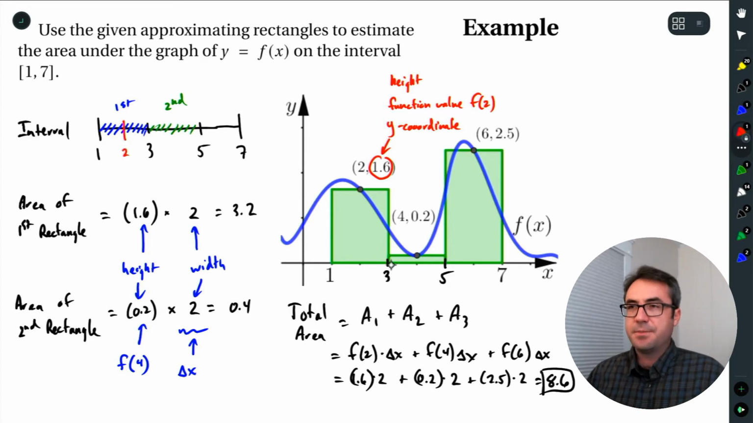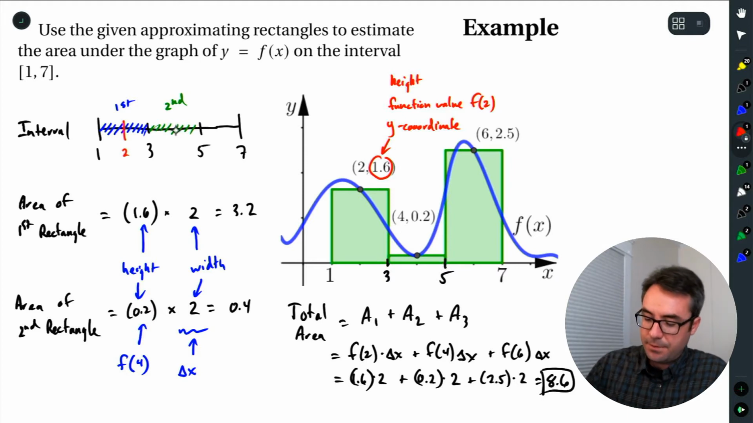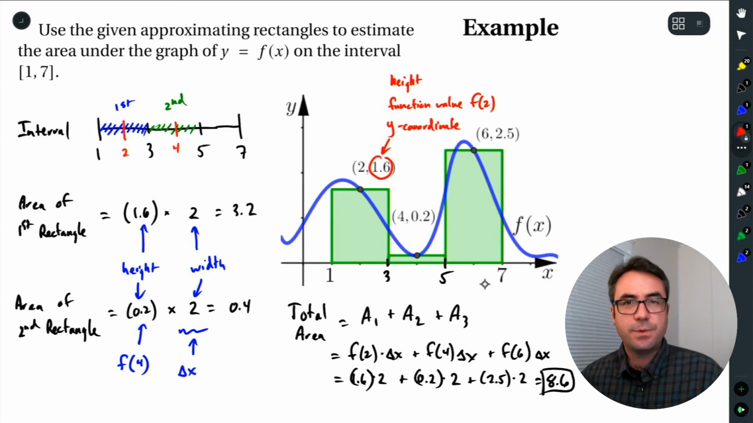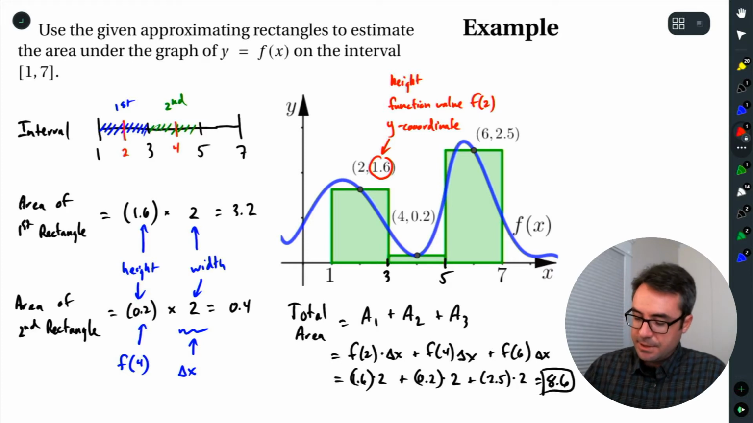And then our second subinterval was from 3 to 5. And what was the x value we used there? 4, right in the middle. And then what about the subinterval from 5 to 7? What was the x value we used there to get our function reading? That was 6. We used the 6th location to get our function value.